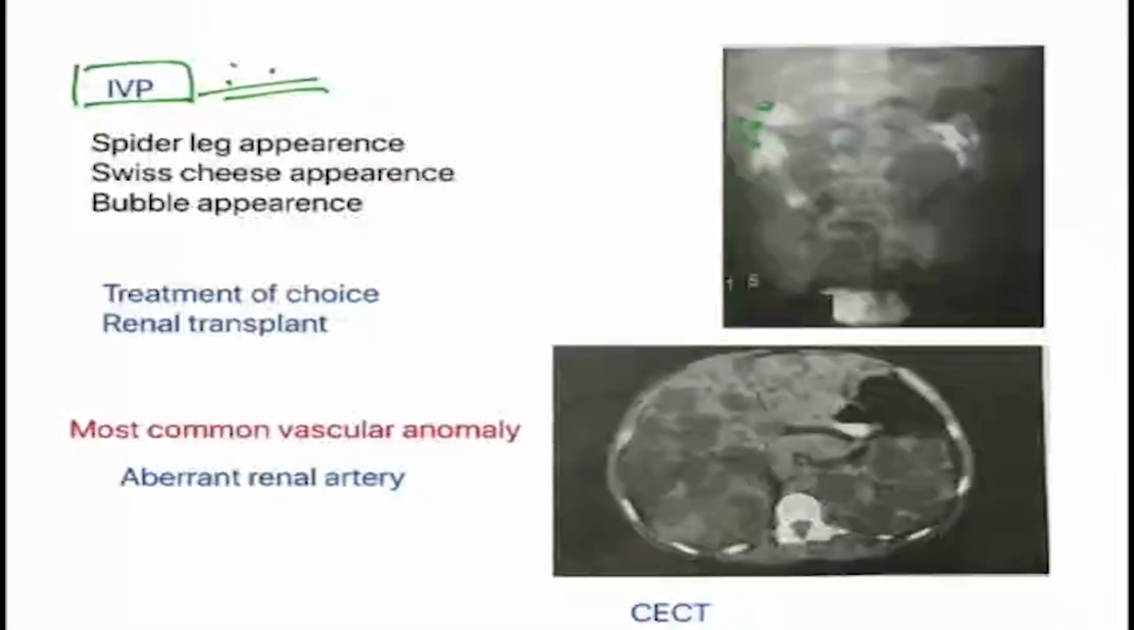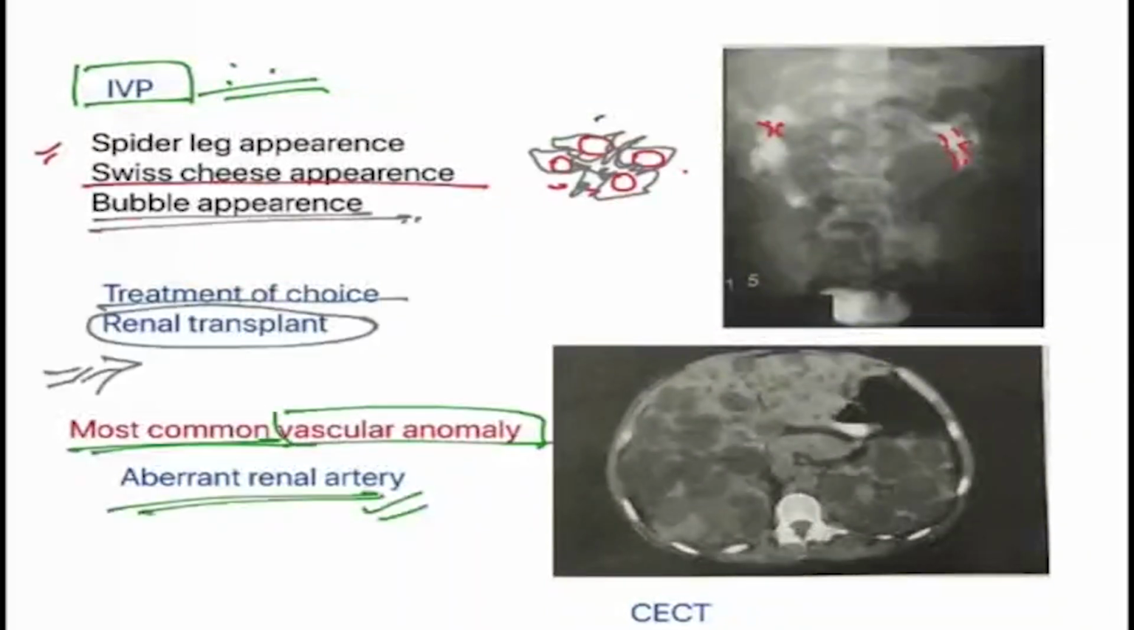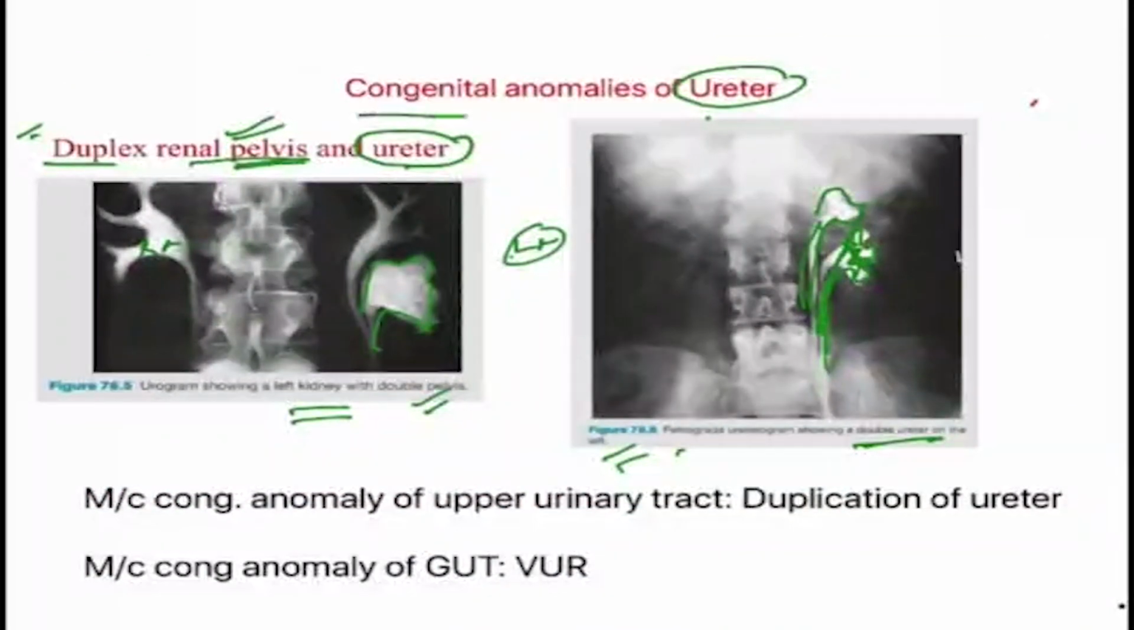Now coming to the IVP, that is intravenous pyelography appearance of polycystic kidney disease. So there are different cysts. So the spider leg appearance is there in IVP.